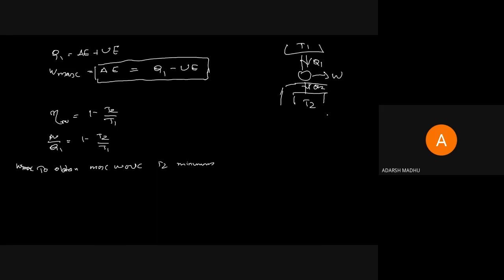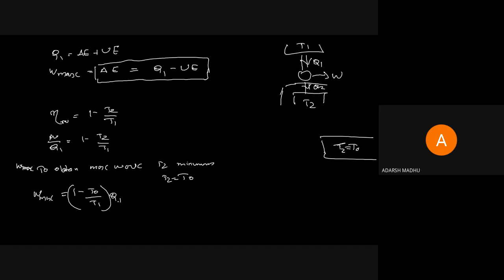And T2 becomes minimum when T2 equals T0. It means when it is the atmospheric temperature, the temperature becomes the smallest. The minimum temperature at which energy transfer occurs is the atmosphere temperature. To obtain maximum work, T2 is minimum and T2 equals T0. When T2 is minimum, this W equals W max. So W max equals 1 minus T0 by T1 into Q1.